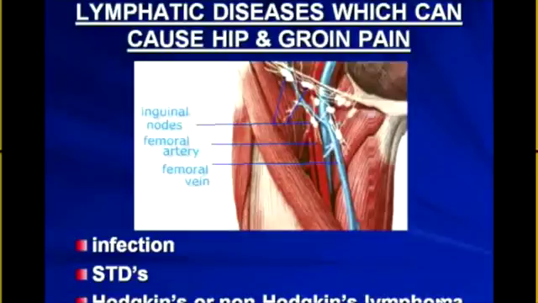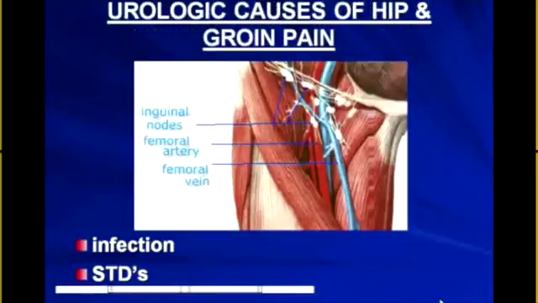Non-tender lymph nodes are usually the more sinister, but certainly infection and sexually transmitted disease are treatable things and need to be addressed quickly. So if a patient's telling you they've had a painful lump or a lump that's been present longer than a month, it needs to be followed up.